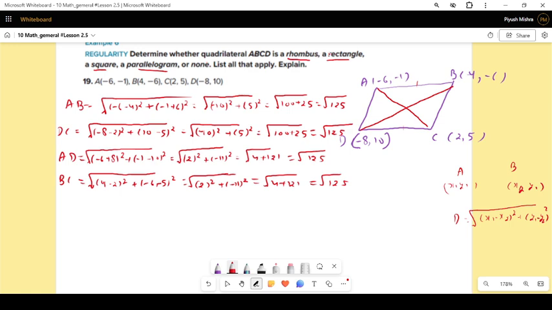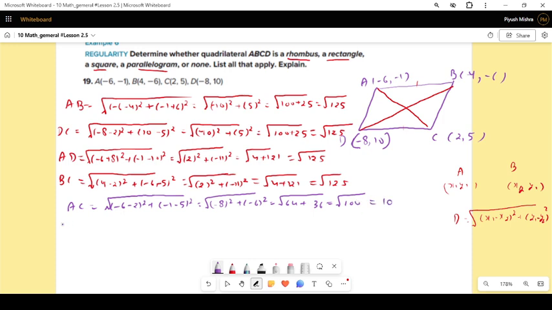Now I have to check whether it is a rhombus or a square, so I will check the diagonals. AC I am checking. So I can write (minus 6 minus 2) whole square plus (minus 1 minus 5) whole square, which is the square root of minus 8 whole square plus minus 6 whole square, equal to the square root of 64 plus 36, the square root of 100, which is 10.